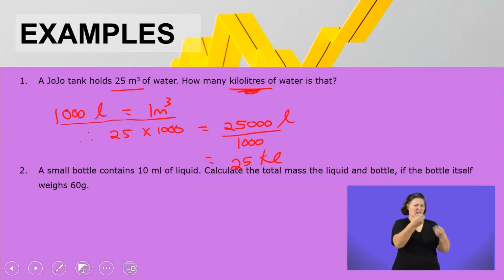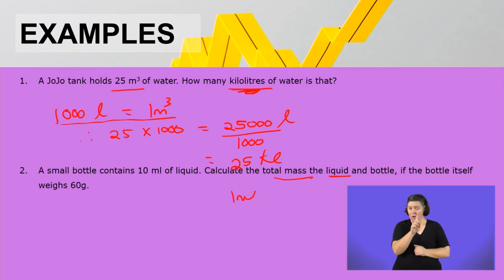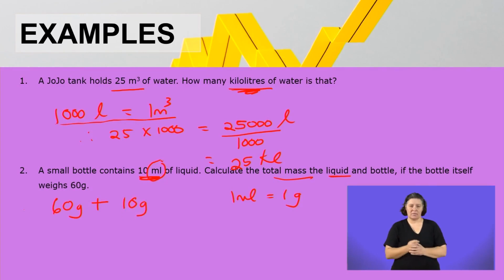Then, grade 12, if I look at it, a small bottle contains 10 milliliters of liquid. Calculate the total mass, the liquid and bottle, if the bottle itself weighs 60 grams. We said that 1 milliliter equals 1 gram. So therefore, I'm going to convert this 10 milliliters. So I'll take the 60 grams and I'm going to convert this milliliters into grams as well. So that will become 10 grams. So therefore, if I add the two together, I'll have 70 grams. Okay, grade 12, I hope that makes sense.